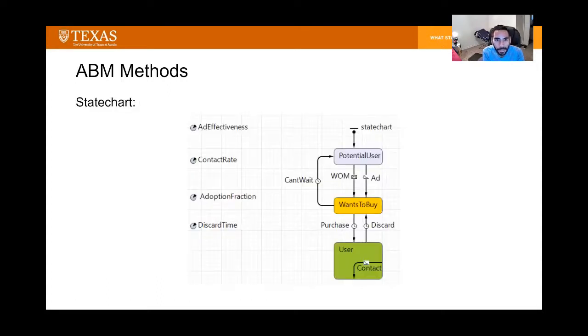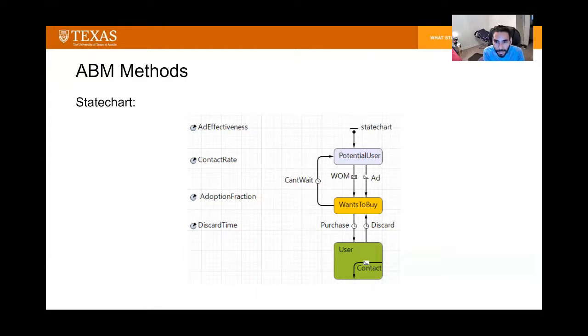This is the state chart for the final stage of the model. Potential users reach the wants to buy state when the ad effectiveness rate or the word of mouth message from current users convince them to transition. During this second state, the users may become impatient about the delivery timeframe for the product and look back to the potential user state through the can't wait timeout transition, which has a triangular distribution with maximum waiting time as its mean and a 15% variation. The purchase transition timeout determines how many agents become users, also under a triangular distribution.